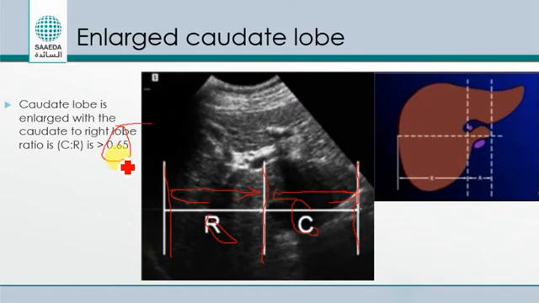Okay, and it's easier to measure on CT scan than ultrasound. So be careful of the size of the caudate lobe. It has a 99% specificity for liver cirrhosis if it is more than 0.73.